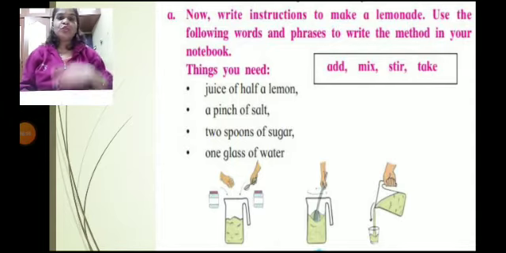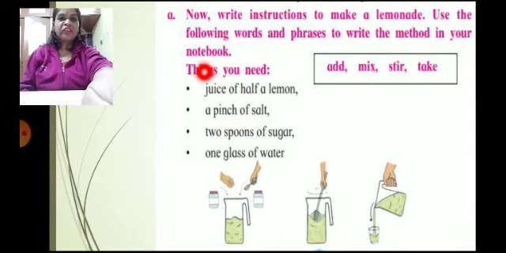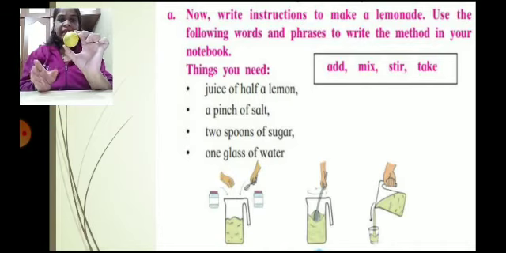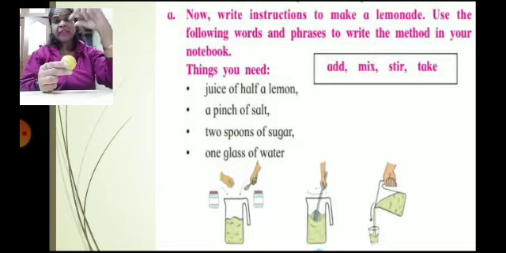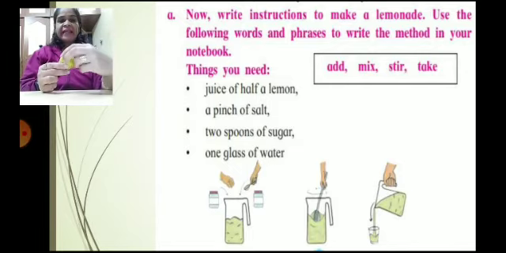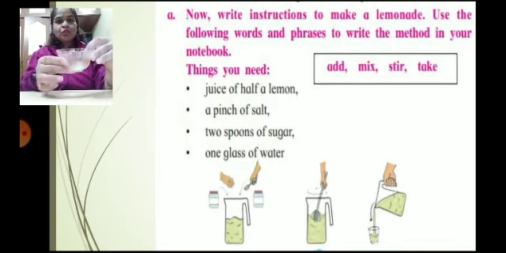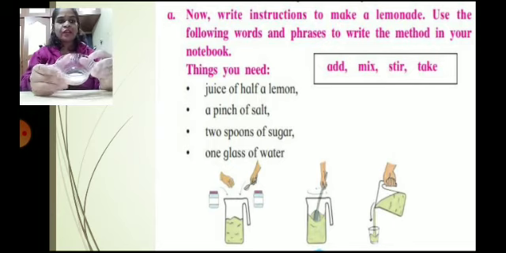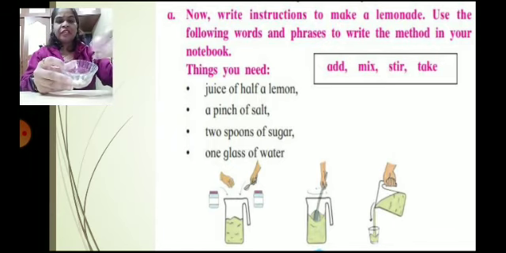So things you need. So now we will see which things we need. The first is juice of half a lemon. So this is a lemon and we have to cut it in two parts and we have to squeeze. Squeeze means निचोड़ के नींबू का रस निकालना. We have to squeeze and take out the juice of half a lemon. So I have already taken out the juice of lemon in a bowl. Now what is the next thing you need? A pinch of salt. Salt means namak. So this is a salt. Children, can you see? Salt means namak. So we need a pinch of salt.